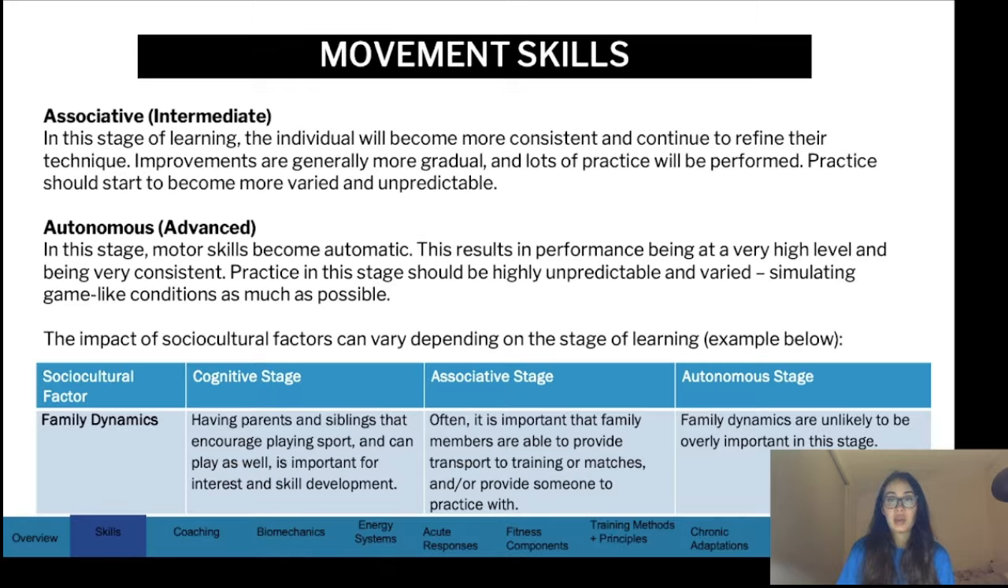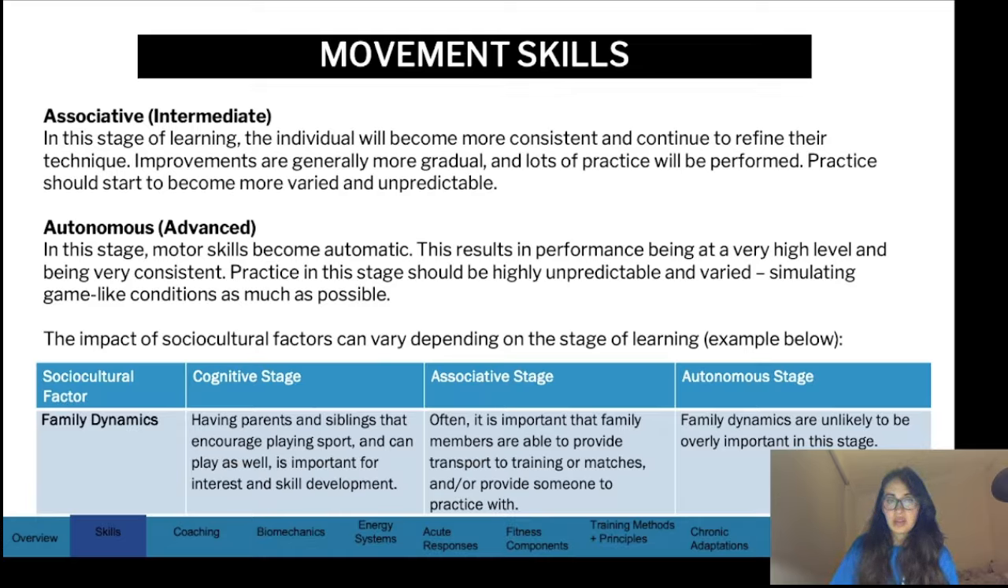This results in performance being at a very high level and being very consistent. Practice in this stage should be highly unpredictable and varied, simulating game-like situations and conditions as much as possible. They're definitely able to recognize their own mistakes. They might have a coach, but this coach is probably more about helping them design tactics for the real game scenario as opposed to developing their swing per se.